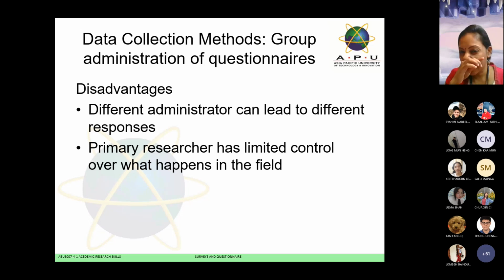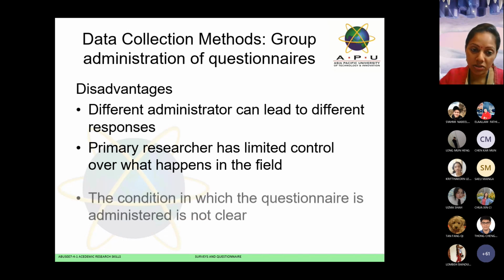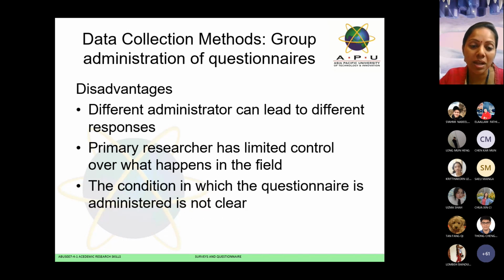They cannot check with you. If it's a small group, you can send a text: Hey, have you completed the survey? Was it clear? Was it unclear? Can I help you? But can you imagine you have thousands of participants? Will you be able to do that? You will not. Okay, so that's what we mean by the primary researcher will have limited control. Okay, the condition in which the questionnaire is administered is not clear.